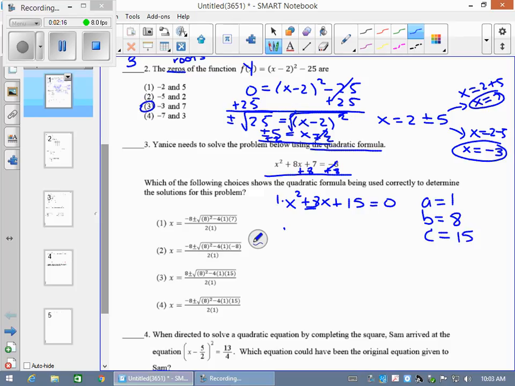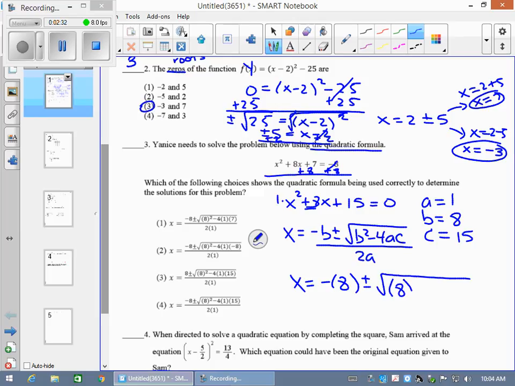Alright, the quadratic formula: x equals negative b plus or minus the square root of b squared minus 4ac all over 2a. I want to correctly substitute into that. So x equals negative b, which is 8, plus or minus the square root of b squared minus 4ac all over 2 times a. And if we look for the correct plug-in, that was choice 4.